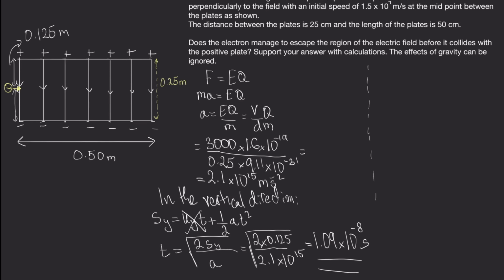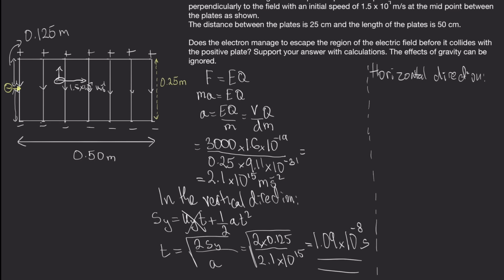Now that we have the time of flight, we can focus on the horizontal direction. It's important to note that when the electron is here, the only forces that act are in the vertical plane. So this means that the horizontal component will remain exactly the same. The horizontal speed at all times will be equal to the initial, which was 1.5 times 10 to the power of 7 meters per second.